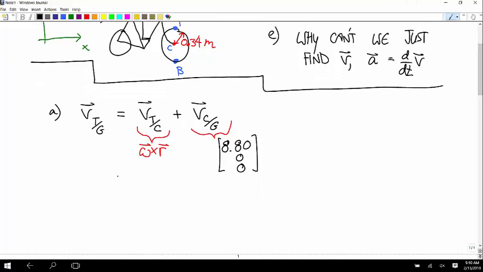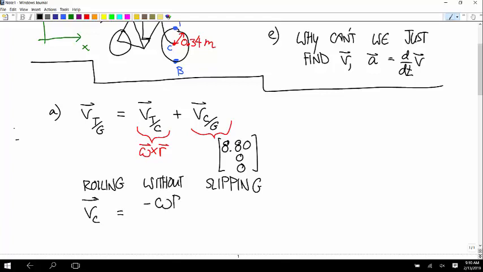Okay, well, we know that in rolling without slipping, the velocity of the center is equal to negative omega r, 0, 0. Anytime it doesn't make a specific reference to what you're taking a velocity relative to, it's talking about relative to the ground, so we can make this assumption. Okay, so we know that negative omega r is equal to 8.8, 0, 0.